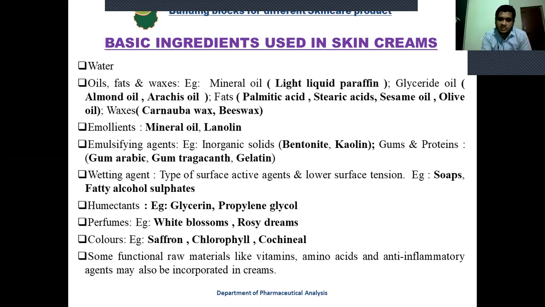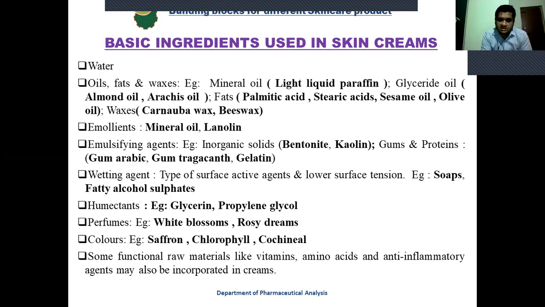Okay, next is the perfume. It's very common that in any cosmetic product, perfume and color are among the most important parts. So definitely we have to add perfume and color in the cosmetic product.